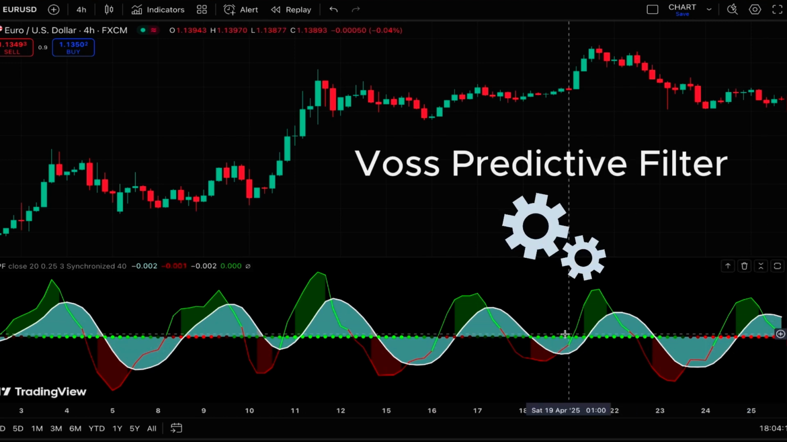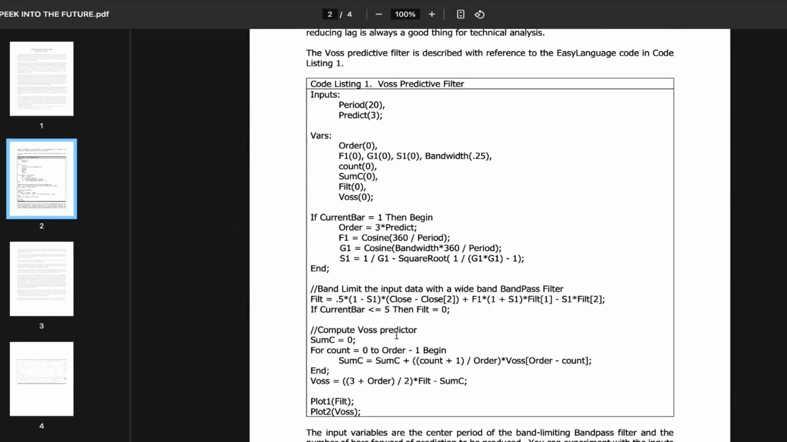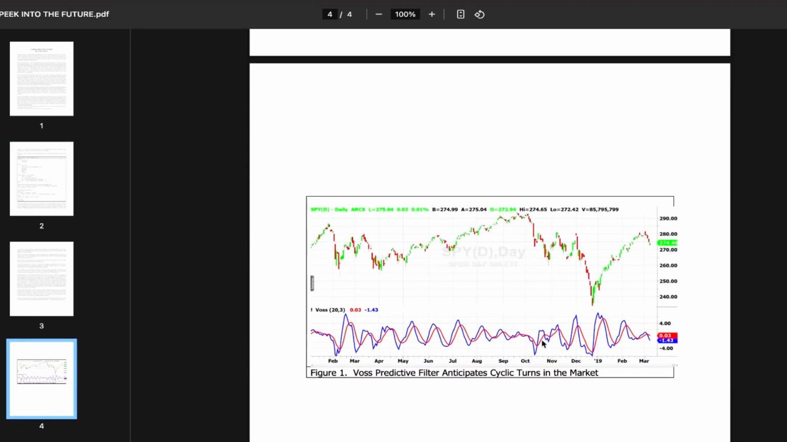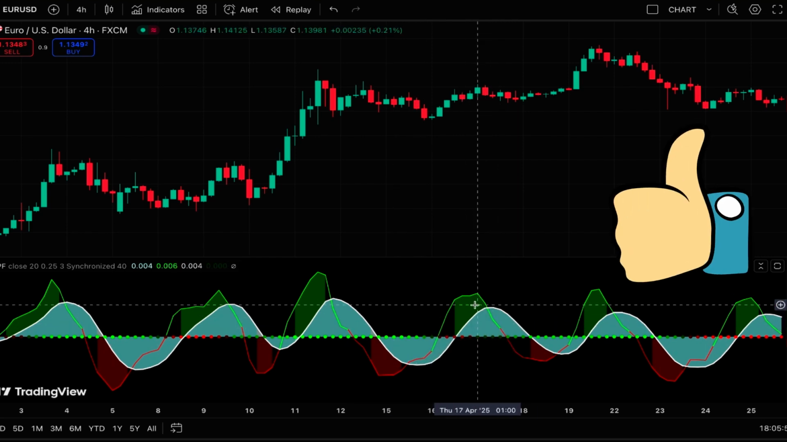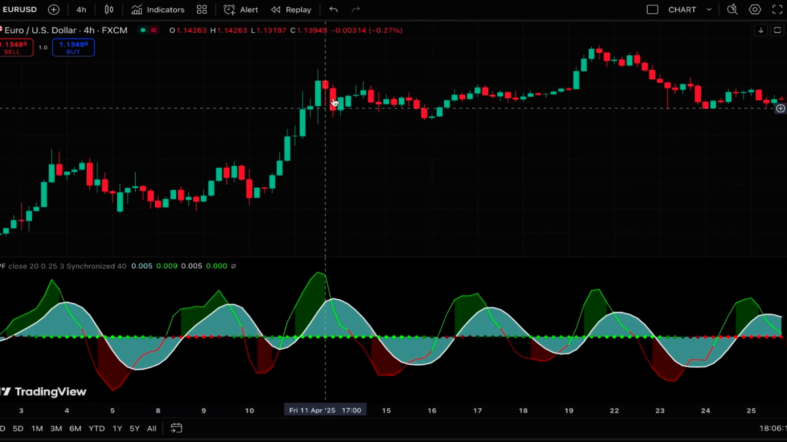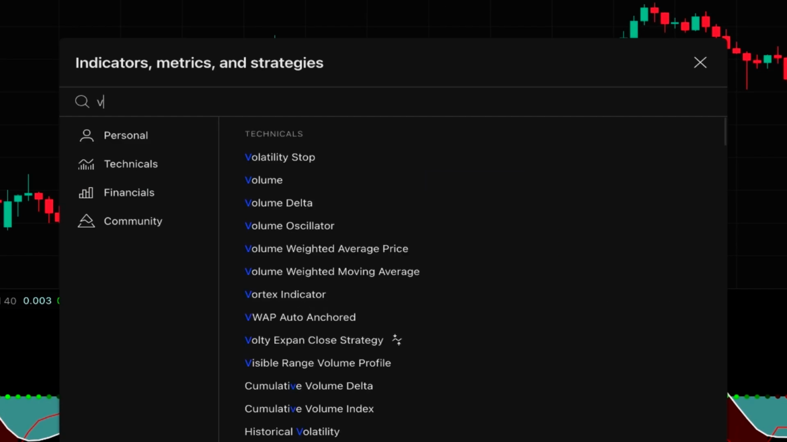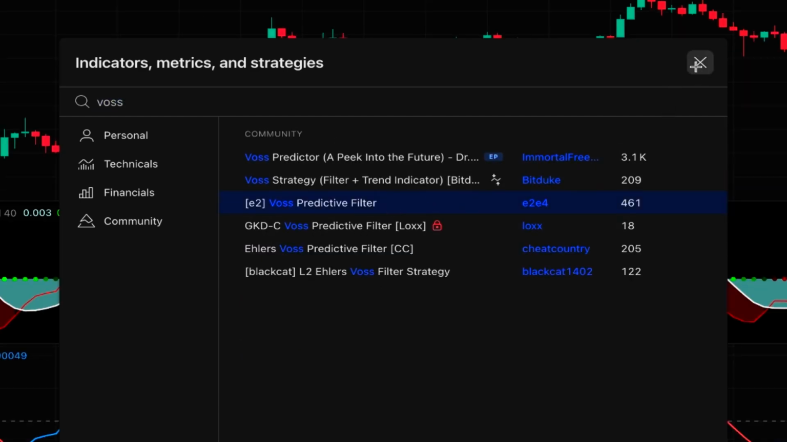This indicator is built based on the VOS predictive filter, which was developed by John Ehlers in 2019. If you search "a peek into the future" by John Ehlers, you will find many resources explaining this. This is the original version of VOS predictor that was introduced by John Ehlers. The appearance is a little different from the one that we added to our chart, but both of them have the same function. This is an enhanced version with more features. You can still have the original version here in the indicators by searching VOS predictive filter, and you will get exactly the original version.